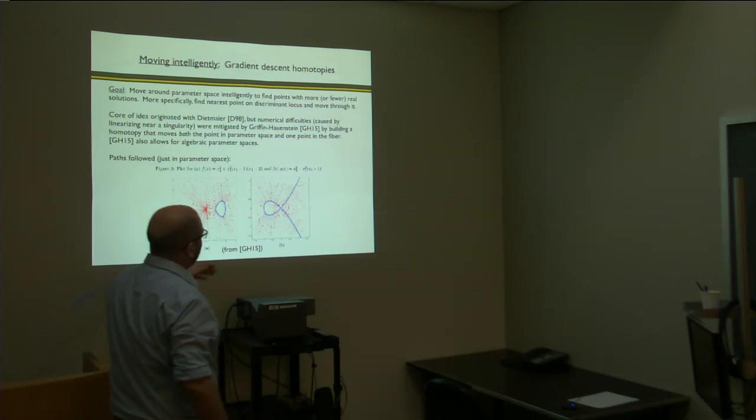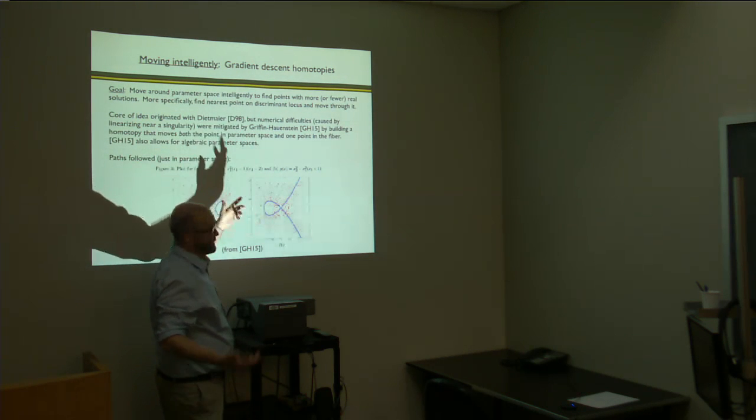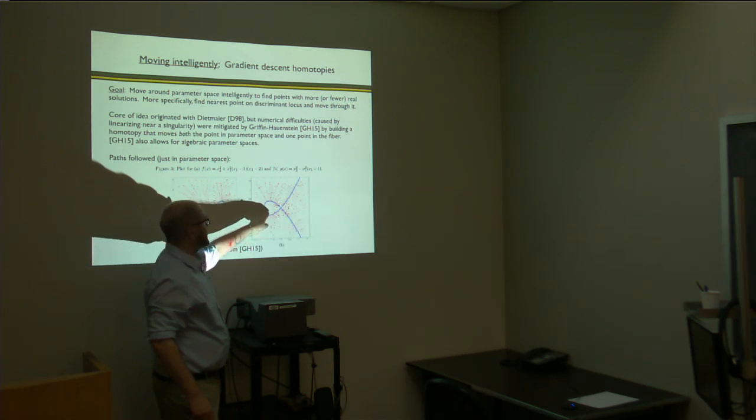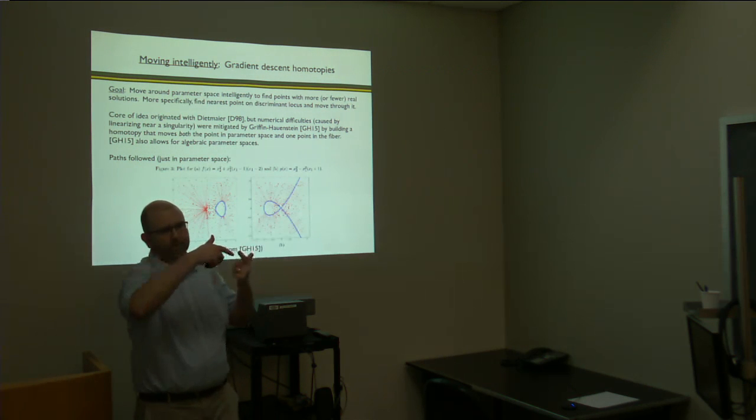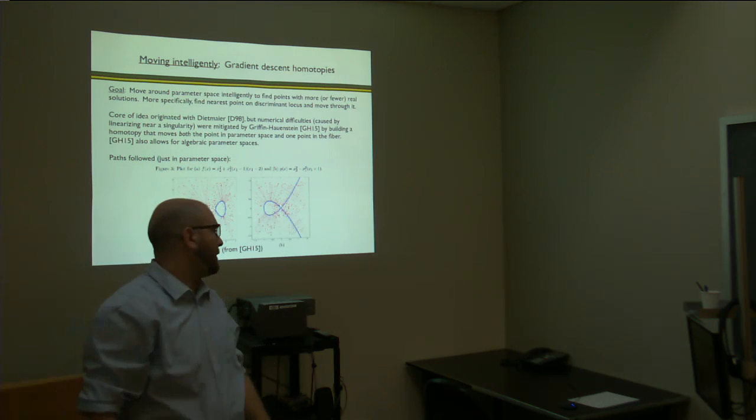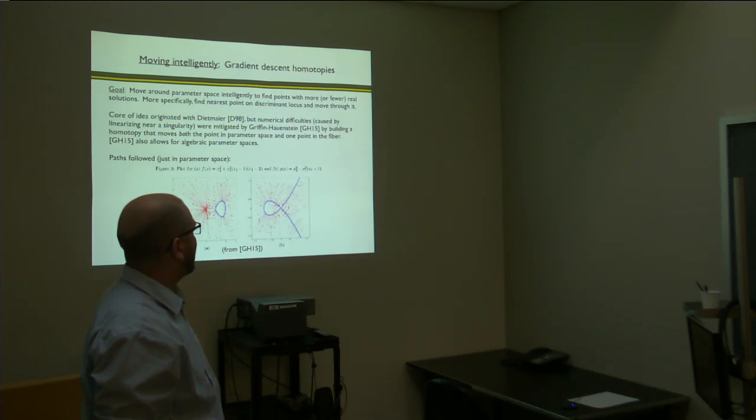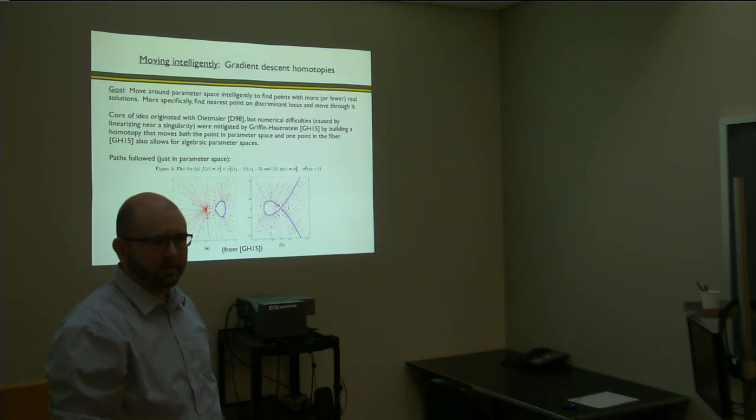But the point is, as you move through, you go from having 5 real solutions, okay, the numbers I chose were bad, to say 3 real solutions, because 2 of them came together and turned into a complex conjugate pair. So that's a picture of what you can think of as a discriminant locus.